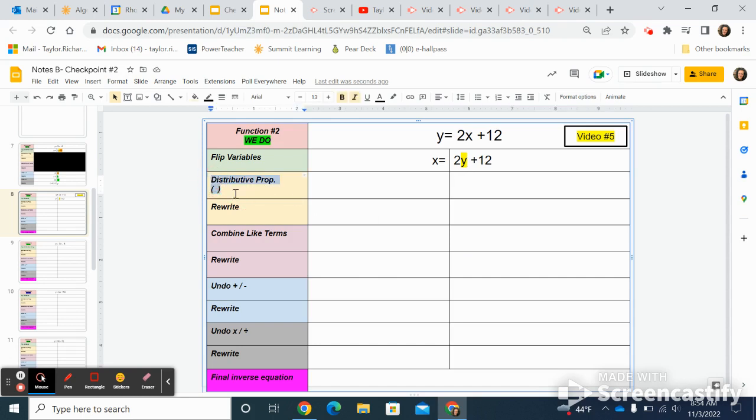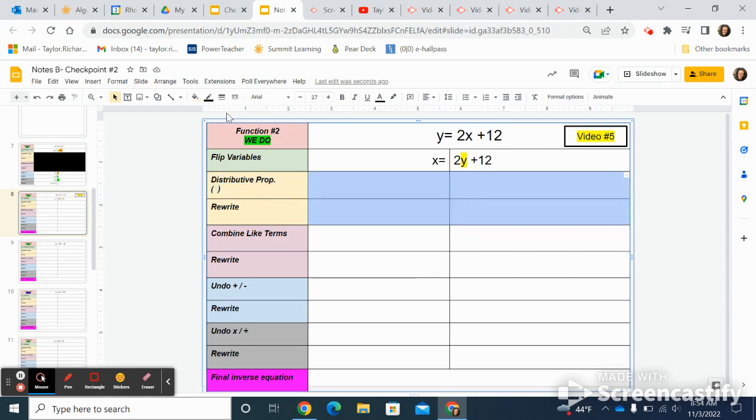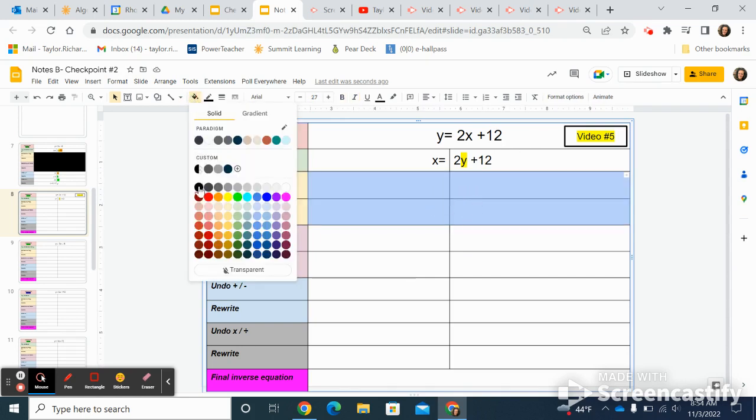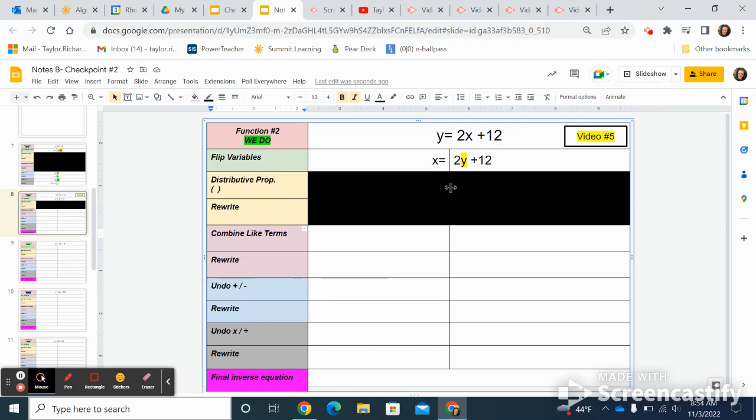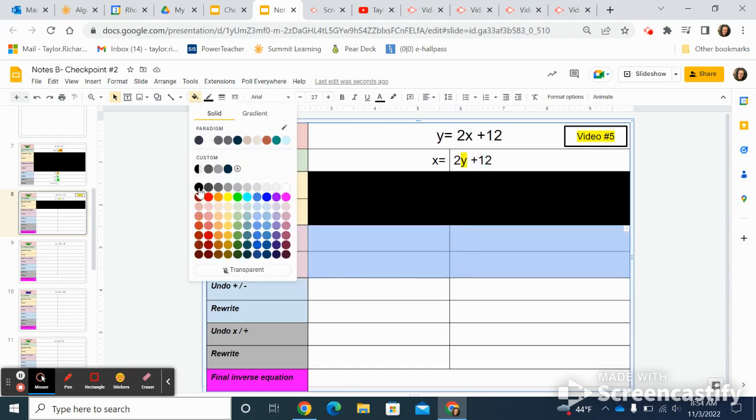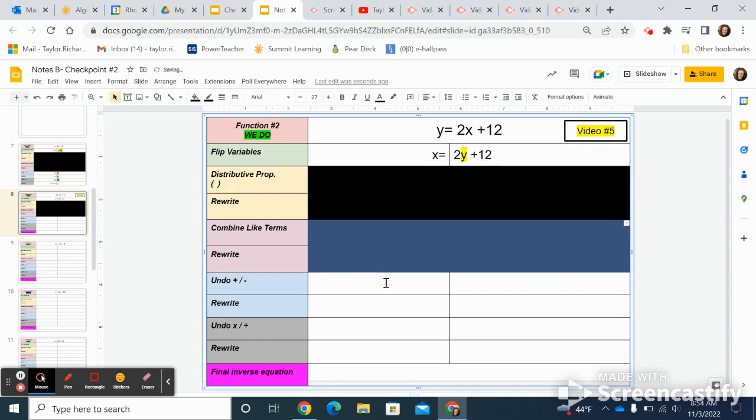First one, distributive property. Do you see parentheses? I see no parentheses, so I don't think we're going to use that step or those two rows. Okay. Next one, can you combine anything? Remember what I said in video 4, you cannot put a number with a letter together. So what I'm seeing right now, I can't do 2y plus 12. I can't combine those. So again, I'm not going to be using this step or the next two rows.